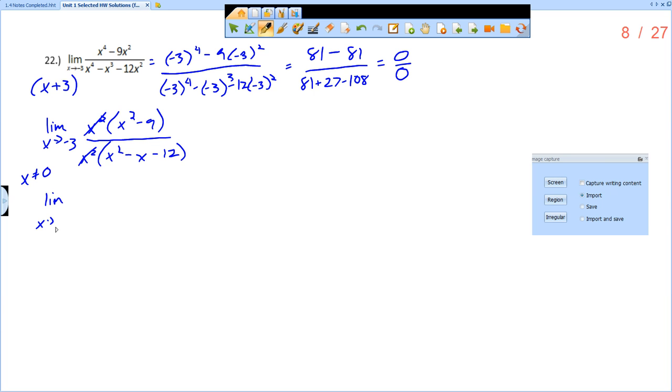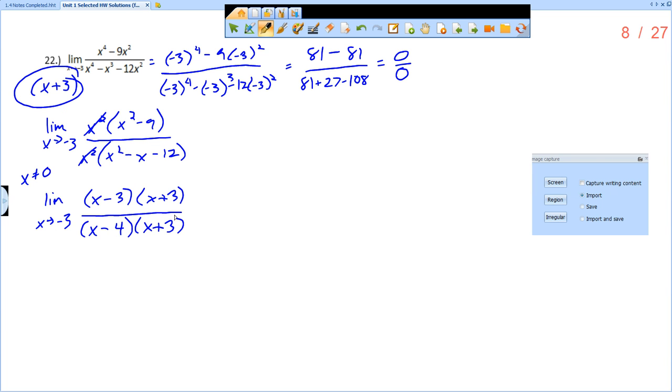All right, so then the limit as x approaches negative 3. So then we want to factor further, keeping in mind that we know that x plus 3 is going to have to factor out. So x squared minus 9, of course, factors into x minus 3 and x plus 3. And then x squared minus x minus 12 is going to factor into what? Well, this is going to factor into x minus 4 and x plus 3. Keeping in mind, we knew we needed the x plus 3s. So of course, the x plus 3 reduces, and I'm left with the limit as x approaches negative 3 of x minus 3 over x minus 4, right?